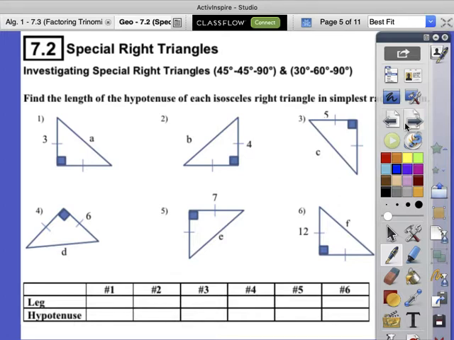So, pretty neat. Today, SWBA, students will be able to identify and use properties of special right triangles. Section 7.2, okay? So we're going to start off with an investigation. Oh, no. Not police work, we're going to do an investigation.